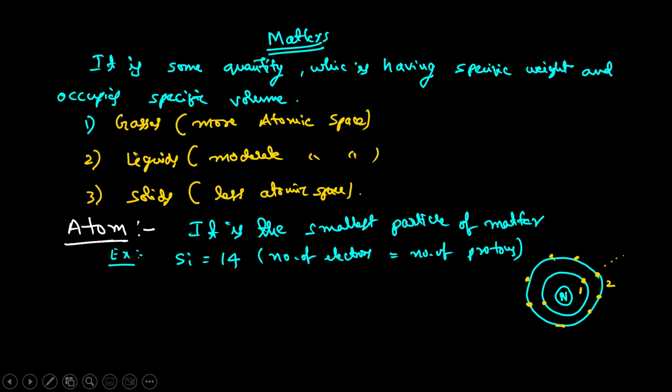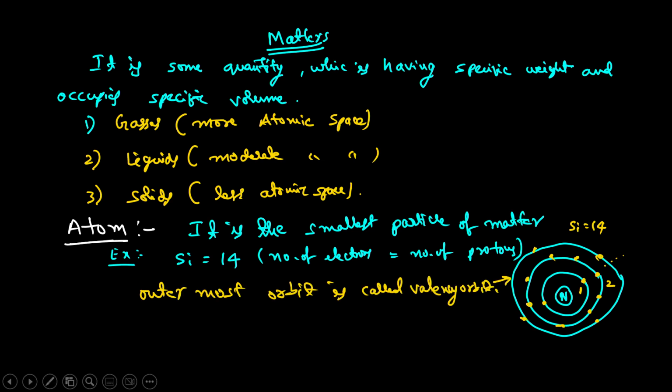And if you want to draw the atom structure of silicon, silicon requires 14 electrons, right? So that's why it requires one more orbit, that is the third orbit. Within this third orbit, only 4 electrons are there, because this is the standard atom structure of silicon. How many electrons are there? 14 electrons. 2 electrons are in the first orbit, 8 electrons in the second orbit, and in the third orbit a total of 4 electrons are there. This outermost orbit is also called the valency orbit, and the electrons in the valency orbit are called valency electrons.